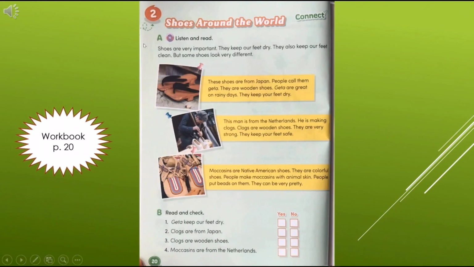Okay. So you answer letter B. Letter B, number 1. Geta keep our feet dry. Yes or no? Number 2. Clogs are from Japan. Yes or no? Number 3. Clogs are wooden shoes. Yes or no? Moccasins are from the Netherlands. Yes or no? Okay, so I think that would be all for today.